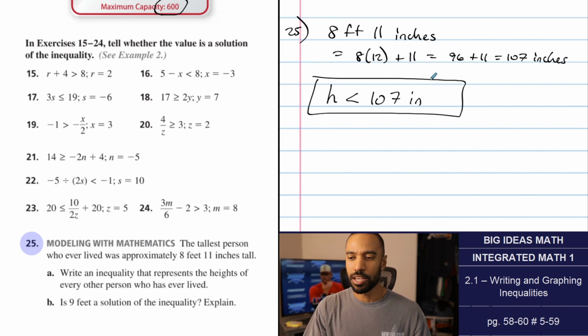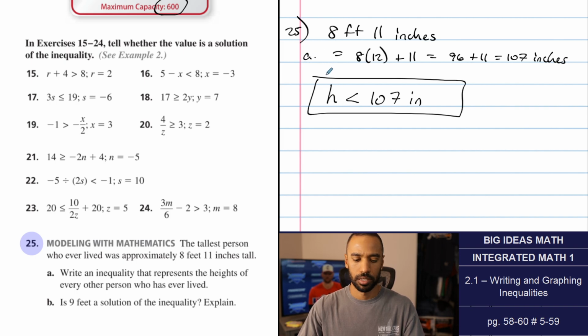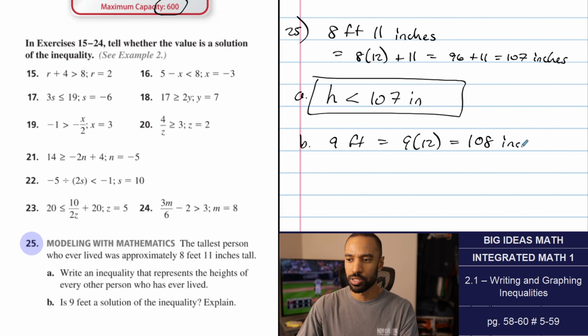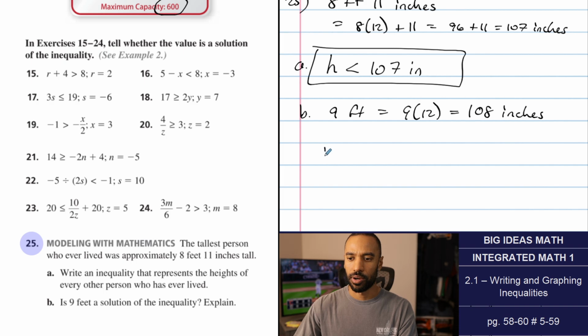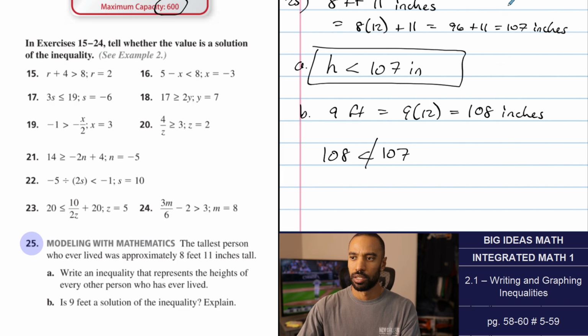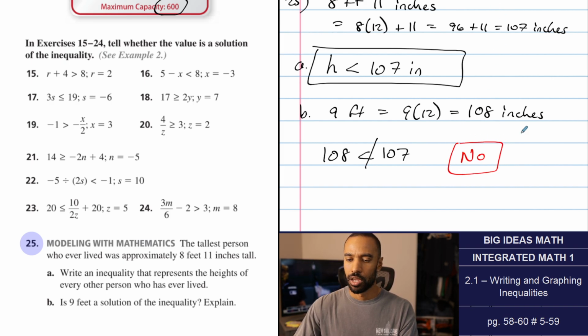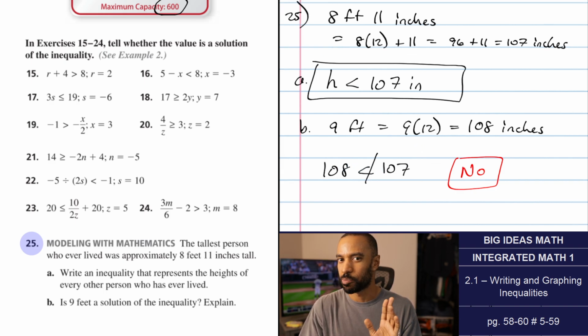Part B is, is 9 feet a solution to the inequality? Explain. Well, 9 feet is more than 8 feet 11 inches. Actually, this is part A here. Part B, I'm going to say 9 feet. I'm going to compare it as this number here. 9 feet is 9 times 12 inches, which is 108 inches. So, is 108 less than 107? No, 9 feet is not less than 8 foot 11. No. Explain. I'm showing the inequality as my explanation. See, you can explain through math in some ways, and that's what I did there.